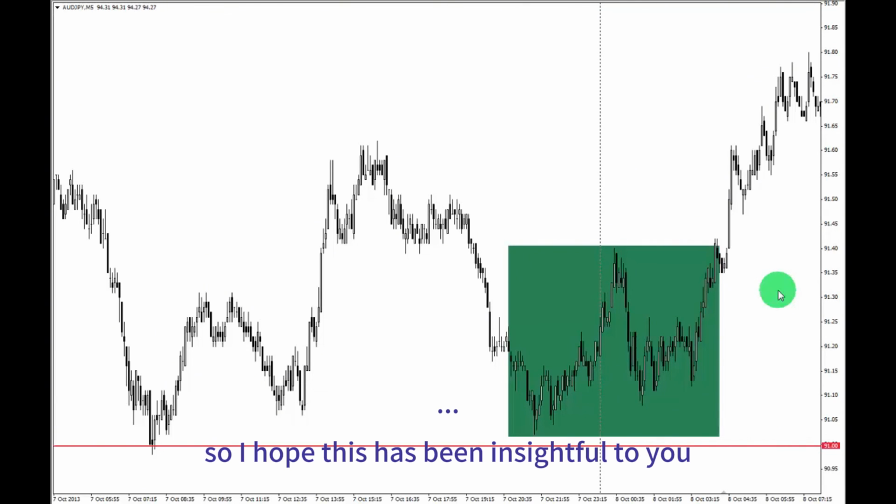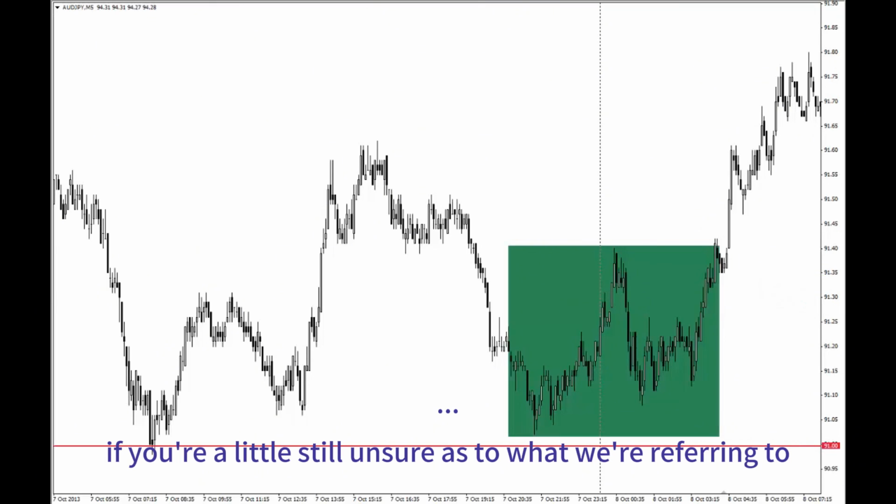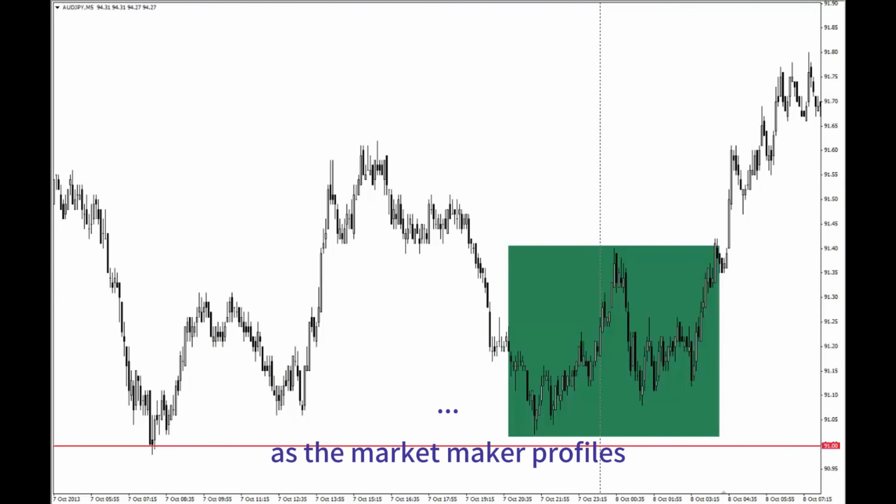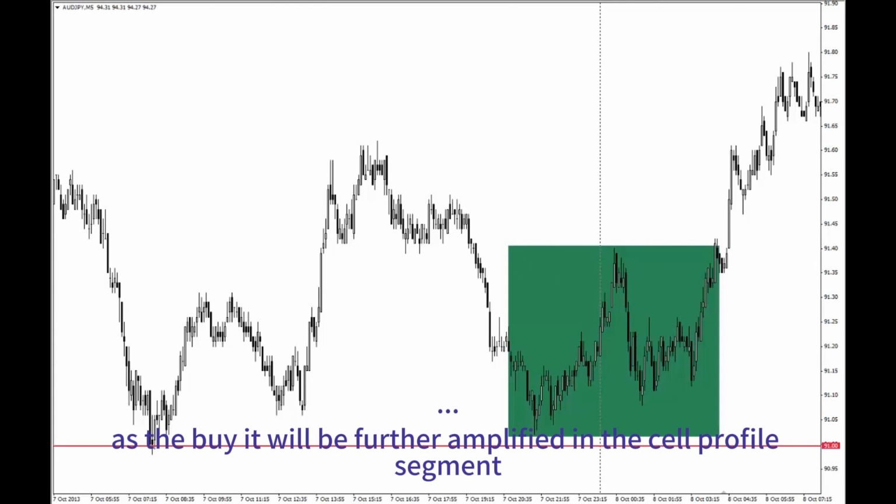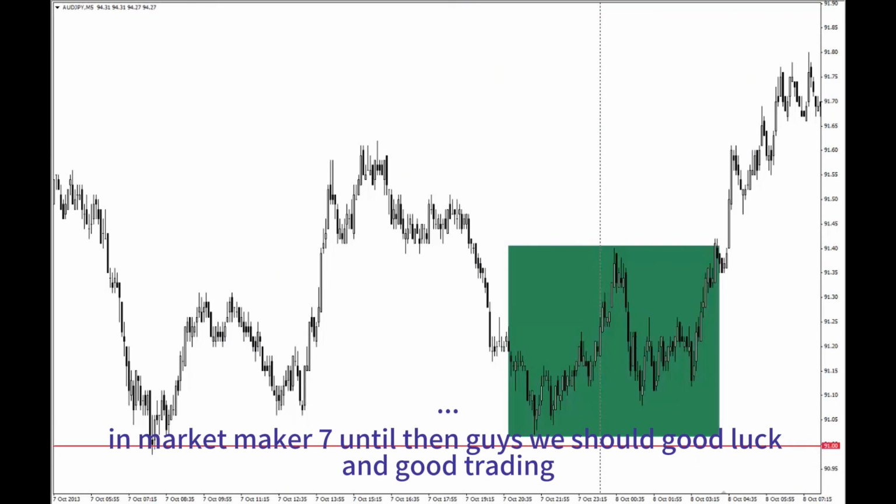So I hope this has been insightful to you. If you're still a little unsure as to what we're referring to as market maker profiles as the buy, it will be further amplified in the sell profile segment in Market Maker 7.